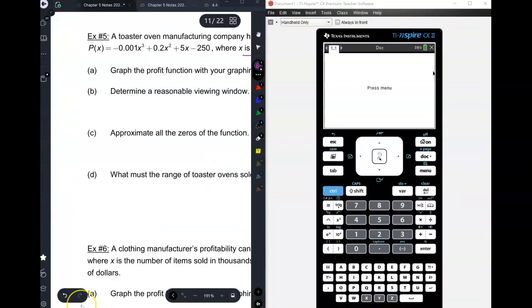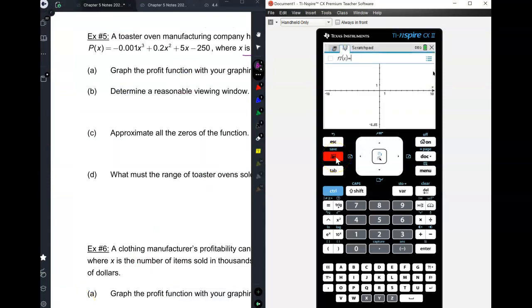So we're going to put in the graph negative 0.001 x cubed plus 0.2 x squared. Okay, graph it please, quickly. Enter.